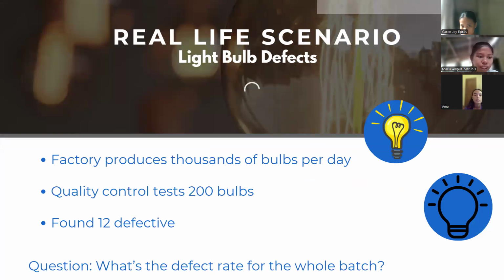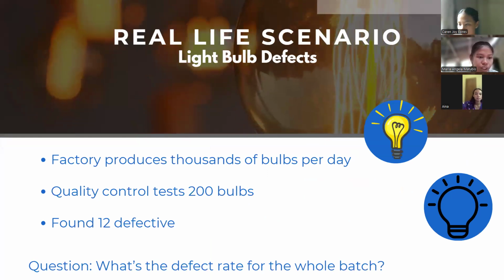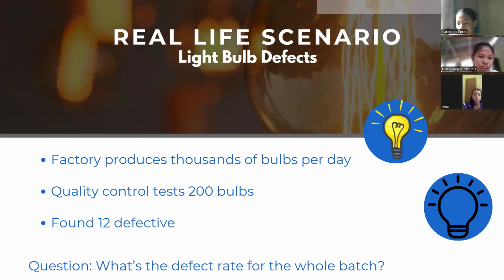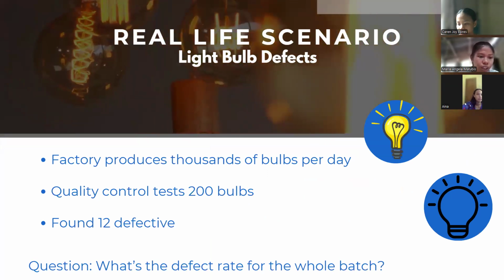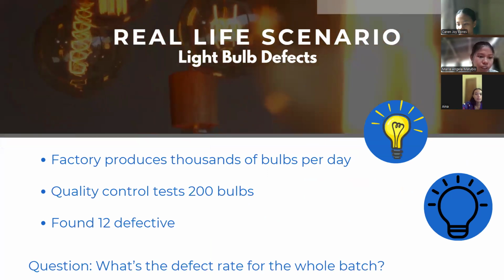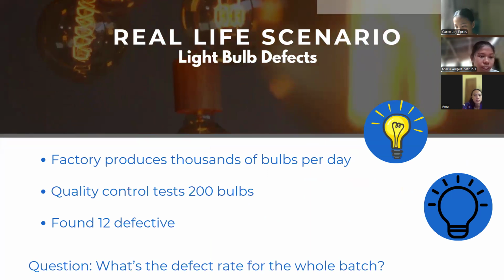To better understand this concept, let's consider a practical example. A factory produces thousands of light bulbs daily. A quality control team selects 200 bulbs at random and 12 are defective. Management wants to know the likely range of the actual defect rate in the entire batch. To answer this, we use a 95% confidence interval. To give a solution to the problem, Aina will take charge.